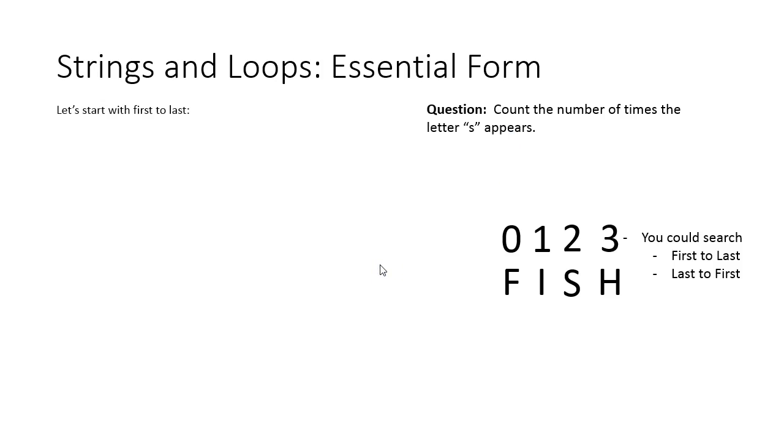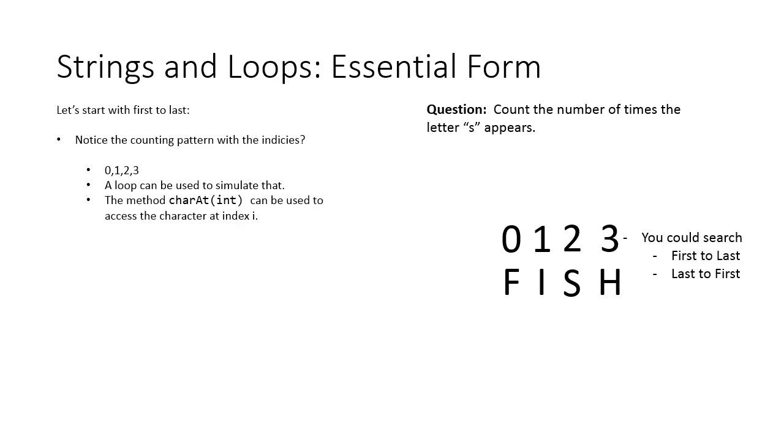So let's start by how would we do this from first to last? Well, do you notice the counting pattern with the indices? They go 0, 1, 2, 3. And a loop can simulate that counting process. And we can access that individual character by using the charAt method, which is an instance method in the String class. So a little code segment here, we have our string str, which stores "fish".